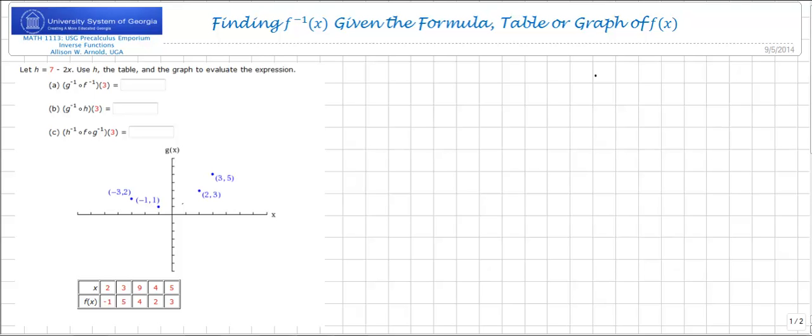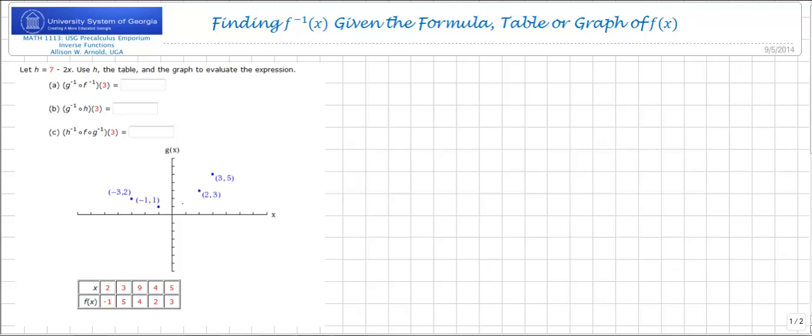One last example here, finding the inverse. In this case, you could be given a formula for your function, a table to describe your function, or a graph, and then also be asked to combine your knowledge of finding the inverse with your knowledge of finding combinations and compositions of functions and so forth.